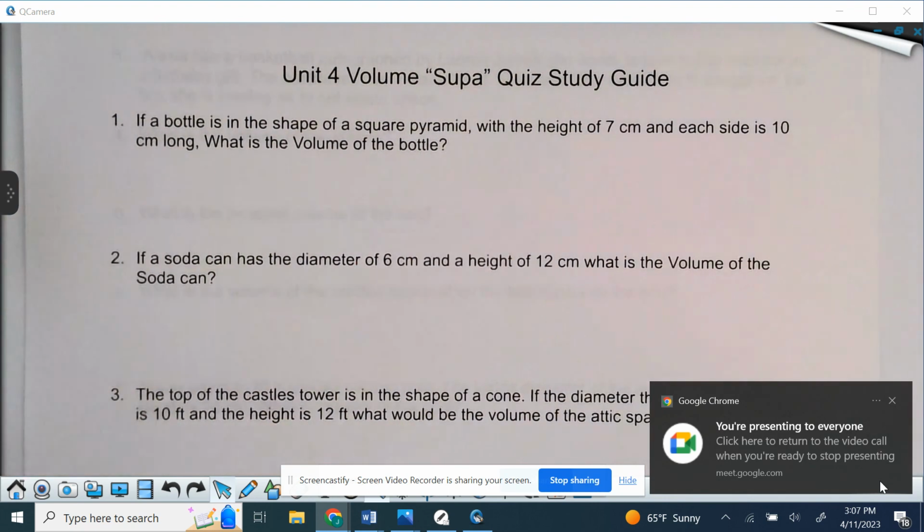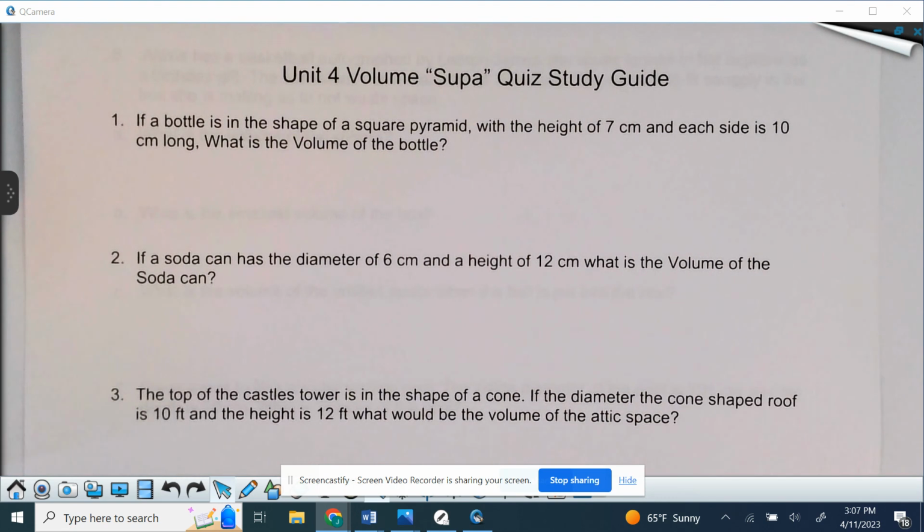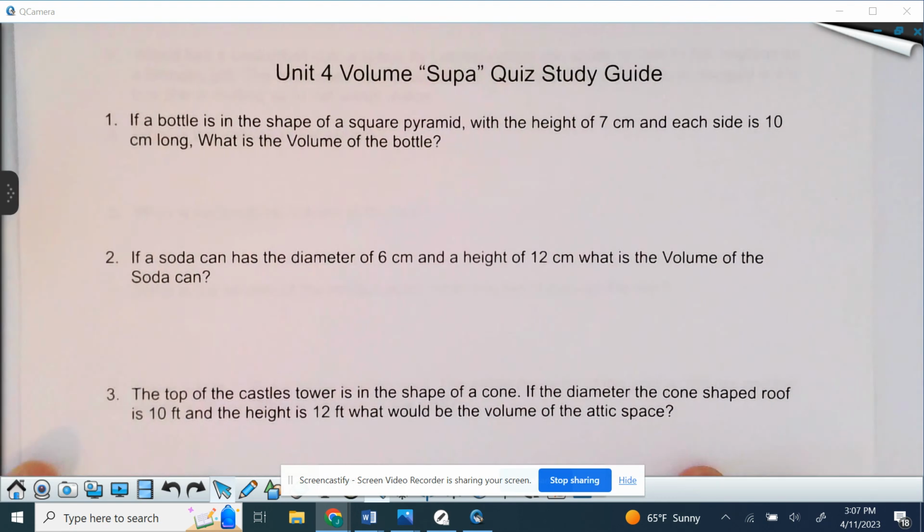Again, if you have any callouts, I'll take them as far as what you think might be a little more difficult than others, and I'll gear future Ed Puzzles and future practice to that.